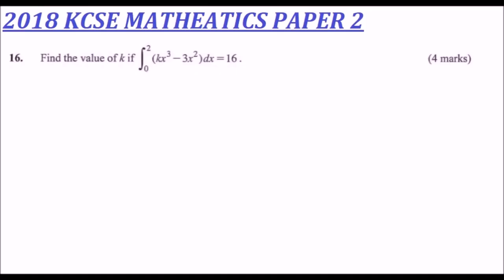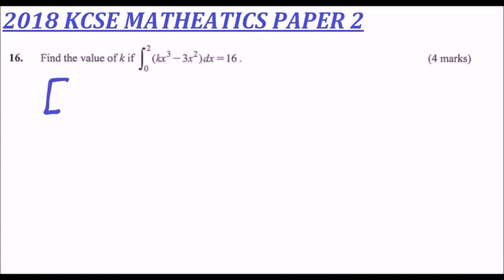So this is question number 16, 2018 KCSE Mathematics Paper 2 on integration. Find the value of k if the integral with limits 2 and 0 of (kx^3 - 3x^2) with respect to x is equal to 16. So the first thing here is to integrate this expression, and once we integrate, we'll put the square bracket.